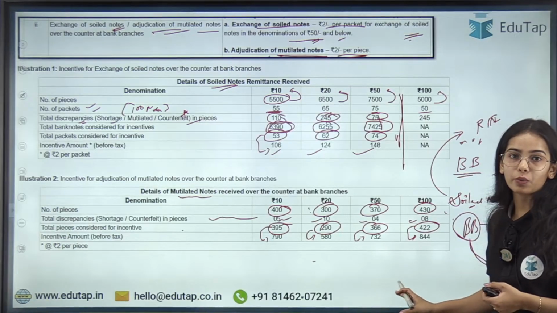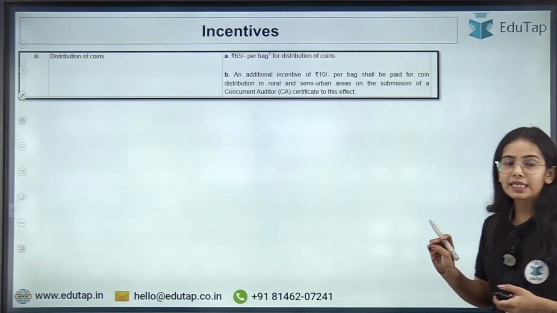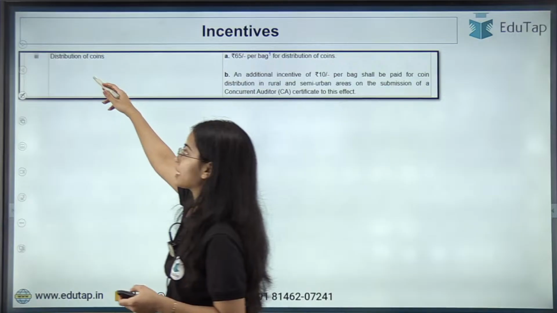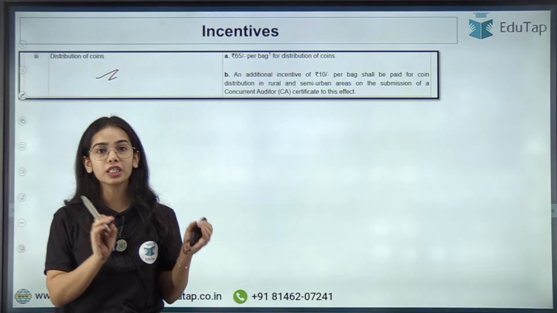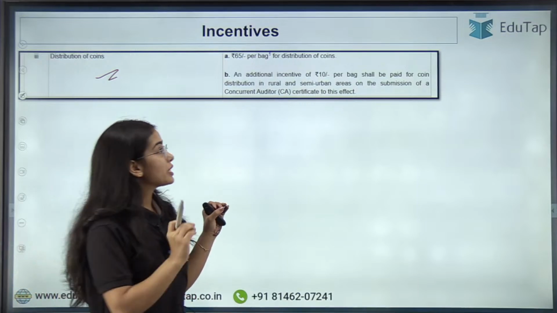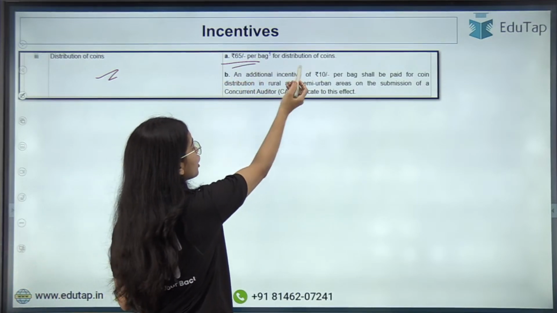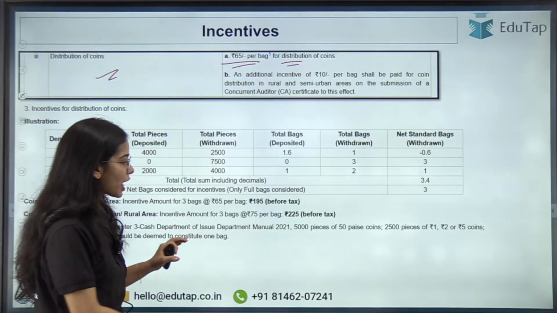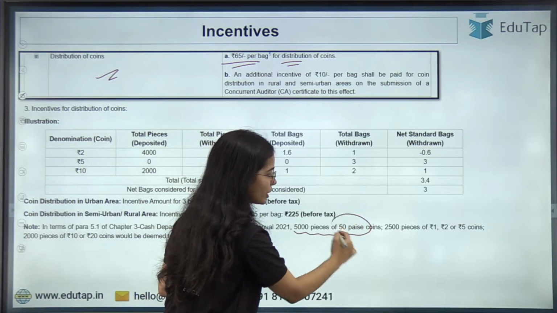Any confusion here, anyone? Now the next incentive is distribution of coins. If the bank branches are distributing the coins, then also they get a certain incentive, okay? So rupees 65 per bag for distribution of coins. Per bag means 5,000 pieces of 50 paise coins.